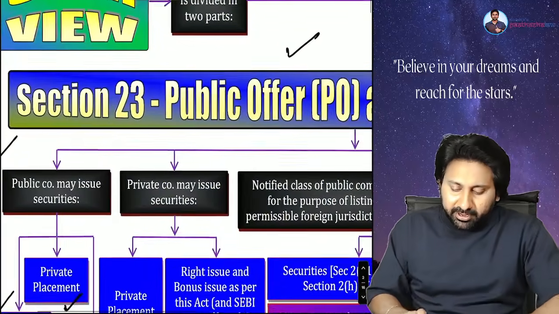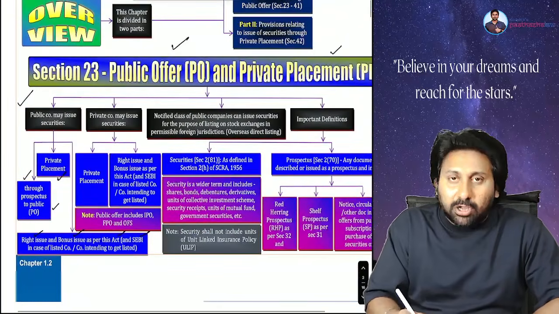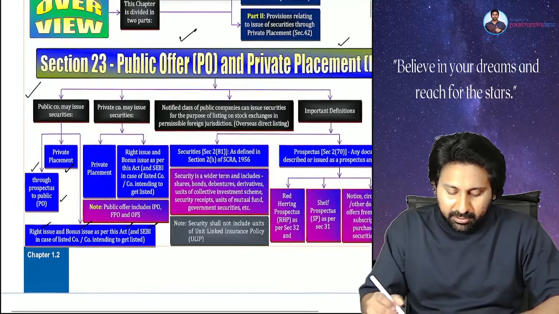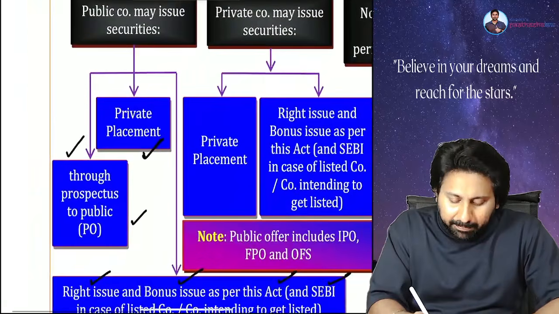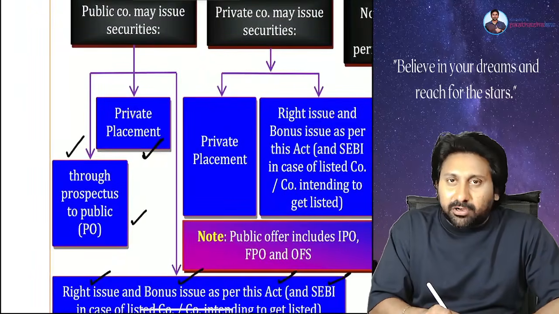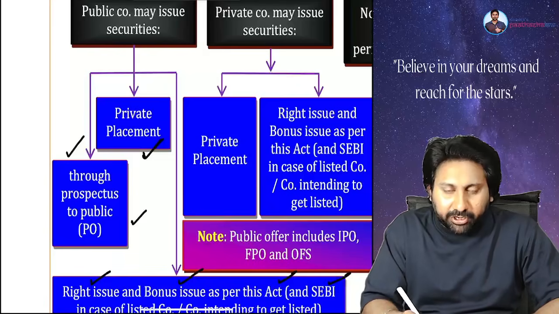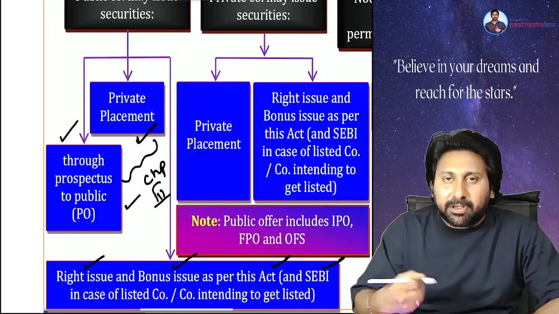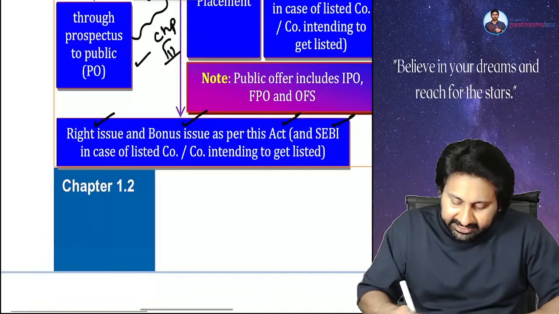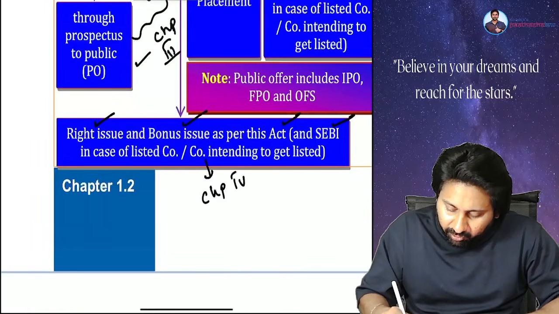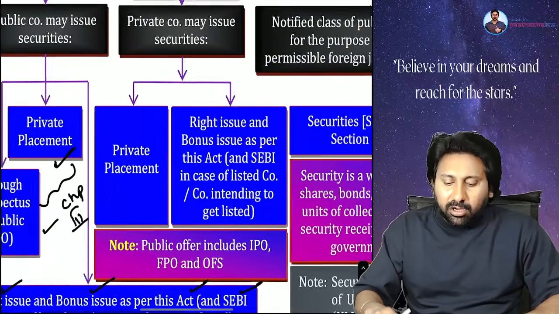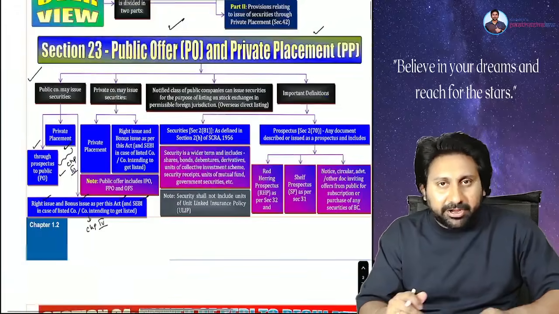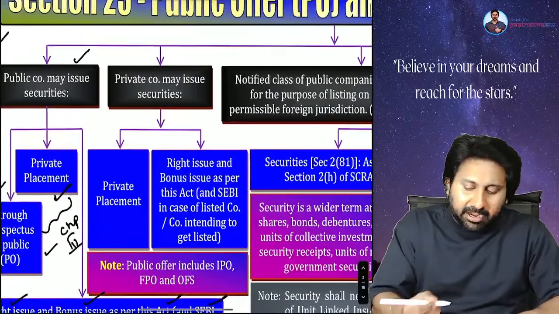So, start from the beginning. Section number 23. The concept is public offer and private placement. First, a public company can go for public offer or private placement under section 42. These two are dealt with by chapter 3 of the Companies Act, Prospectus. This is dealt with by chapter 4, share capital. Already the rights issue and bonus issue concepts we have completed. This is for the public company.